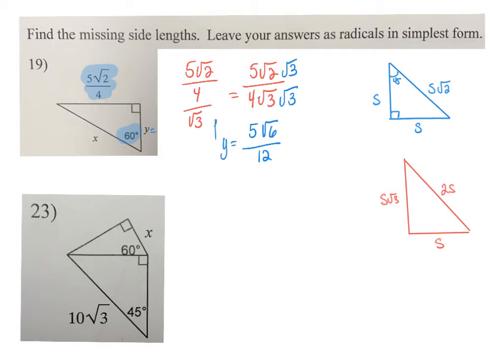I also need my hypotenuse. So if I have my short side and I need my hypotenuse, I am going to take my short side and multiply by 2. Well, that puts it in the numerator. So those will cancel. 2 and 12 will cancel. So my hypotenuse here, my x, is going to equal 5 square root of 6 over 6.